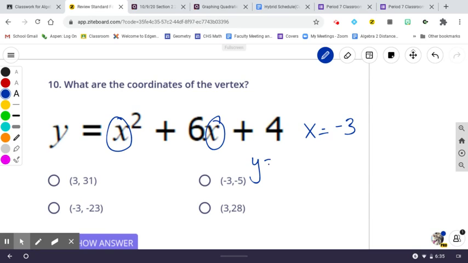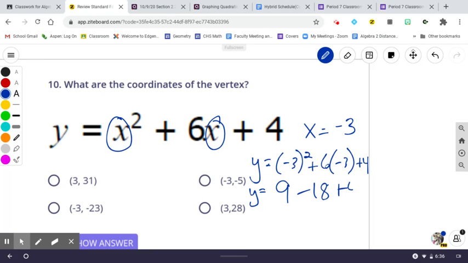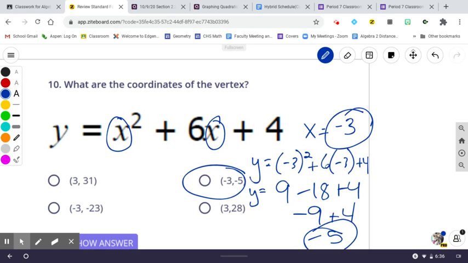So I have y equals x squared, so negative 3 squared plus 6 times negative 3 plus 4. We can do exponents first. Negative 3 squared. That's negative 3 times negative 3 is positive 9. 6 times negative 3 is negative 18. And we'll keep going. 9 minus 18 is negative 9. Negative 9 plus 4 is negative 5. So that means our vertex is negative 3, comma, negative 5. You take those two numbers, put them together for your ordered pair. So that's number 10.